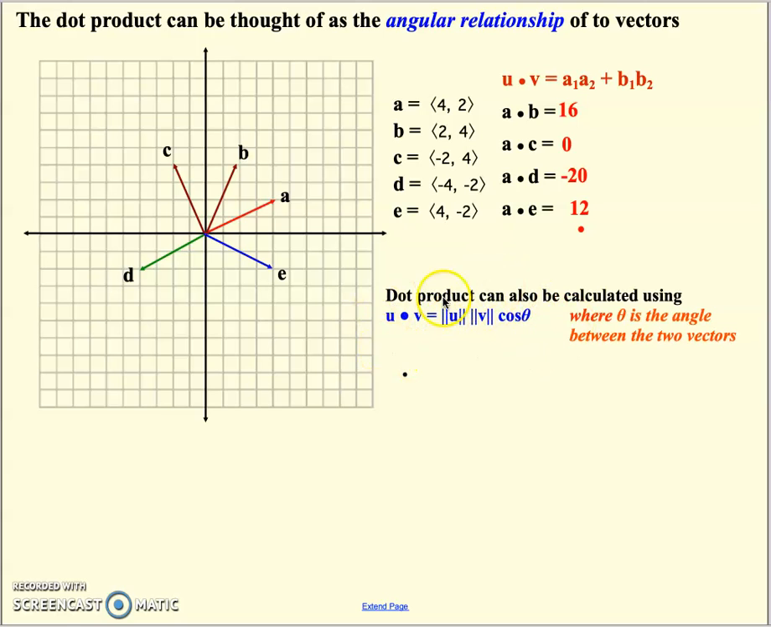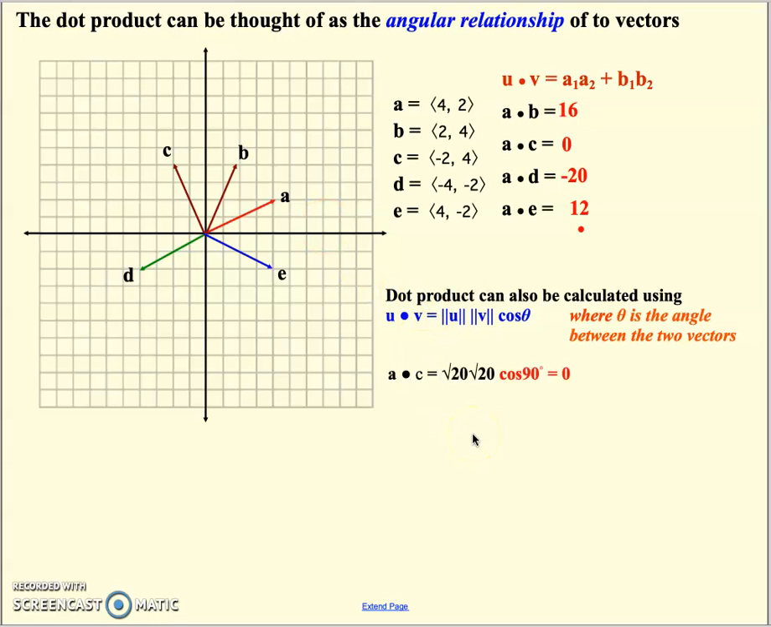Another way to calculate it is another formula that we will use to help us derive and use some other formulas that do stuff for us with vector relationships. So the magnitude of u times the magnitude of b times the cosine of theta, where theta is the angle between the two vectors.